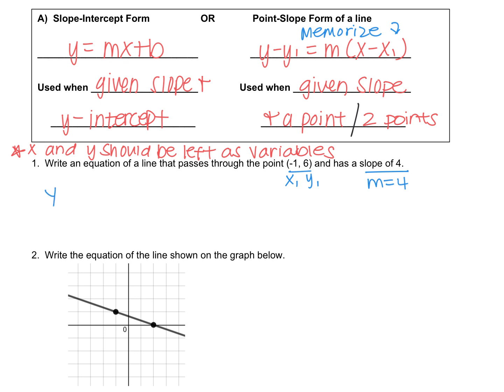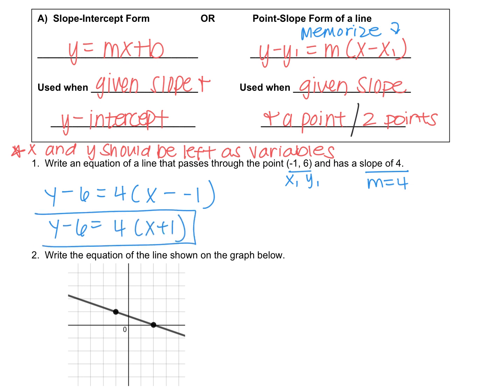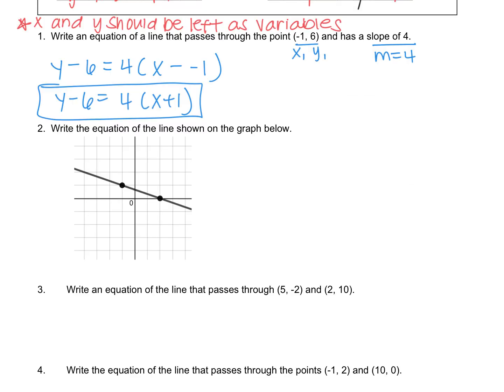So we have y minus y1, which is 6, equals m, which is 4, times x minus x1, which is -1. So plus 1. Good. So double negative turns into a positive. And we just leave it in point-slope form. That is our final answer. Okay, so let's try number 2.